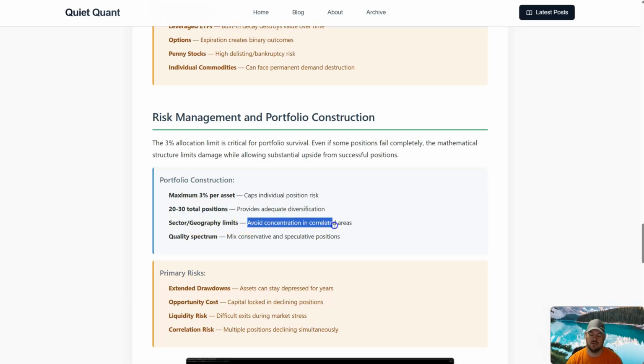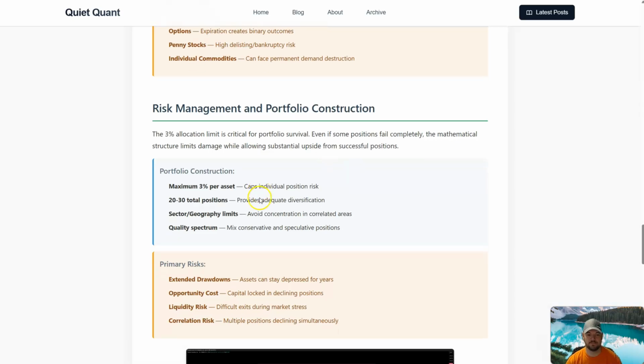And ideally, I don't want to have a bunch of positions in correlated assets, because then my risk is not really 3%. If I have 5 correlated assets, it's really 15%, right?